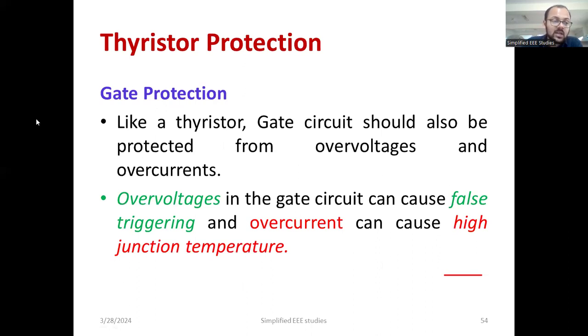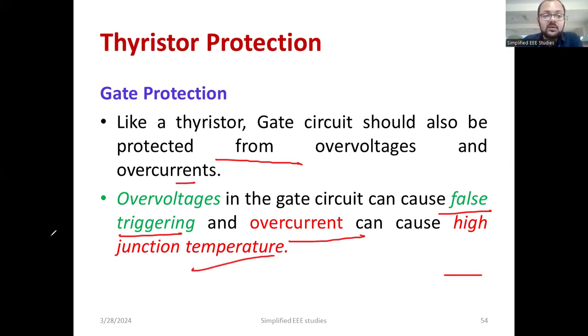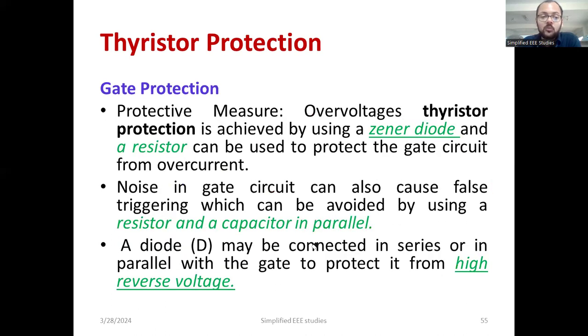Another method is called gate protection. What is gate protection? Like the thyristor, the gate circuit should also be protected from over voltages. You should avoid false triggering, where the device unwantedly gets turned on. Overcurrent can cause the junction temperature to rise. So we need to be very careful with the gate circuit also. Otherwise, the SCR will turn on unexpectedly, operating whenever it is not required.